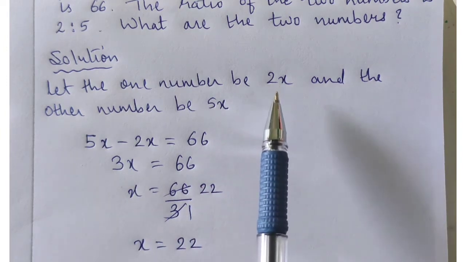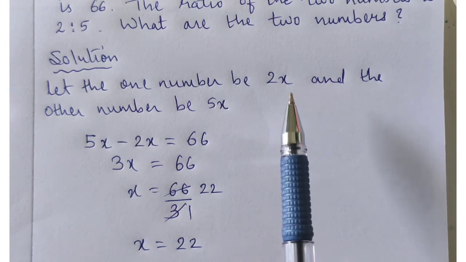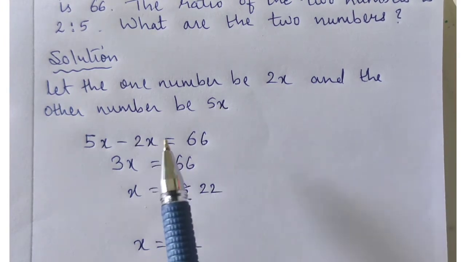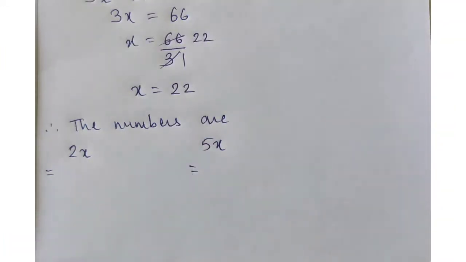The first number was 2x. So 2 multiplied by x, x is 22. So you multiply that with 22, we will get the first number. Similarly, the second number would be 5 multiplied by 22, then we will get the second. So let us substitute the value of x here.